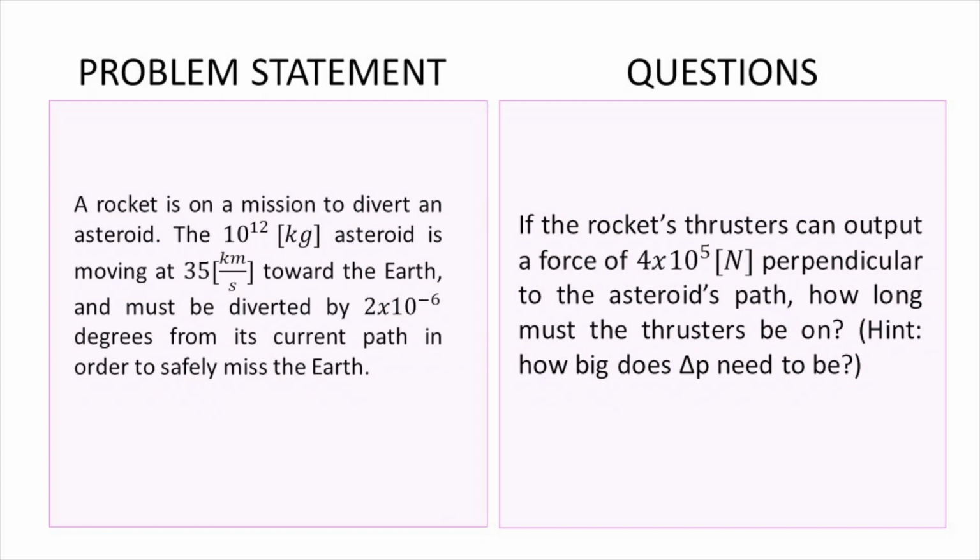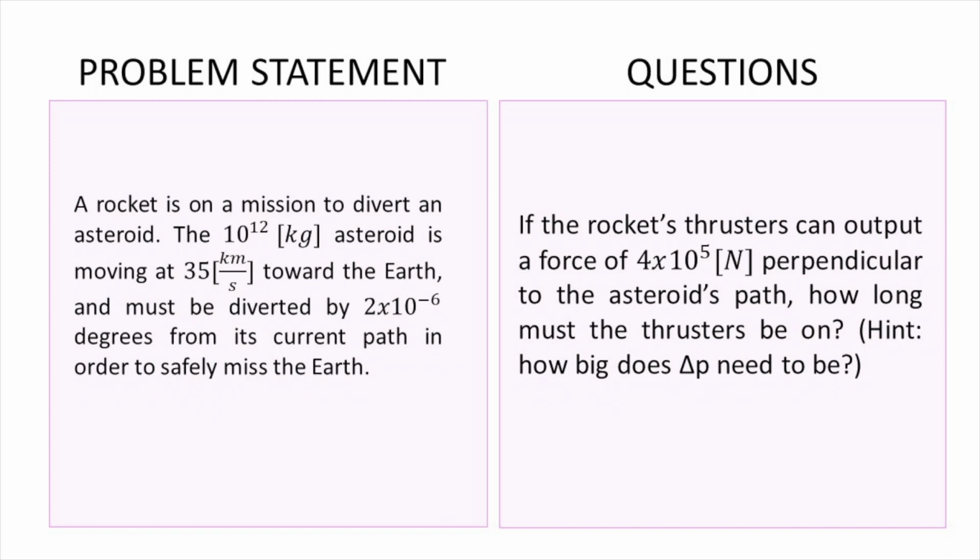So the problem statement goes as follows, and feel free to pause the video to copy the problem yourself. We have a rocket that's on a mission to divert an asteroid. The asteroid is moving towards the Earth, and it must be diverted by 2 times 10 to the negative 6 degrees from its current path in order to safely miss the Earth.